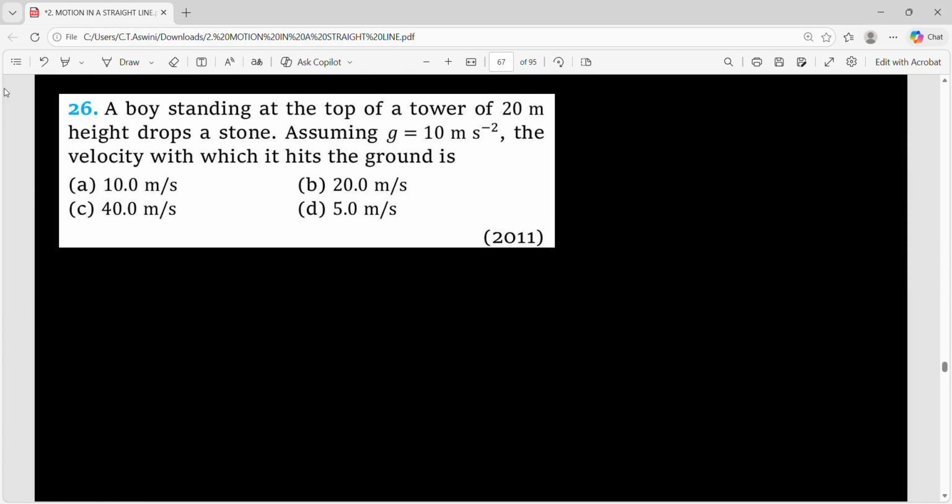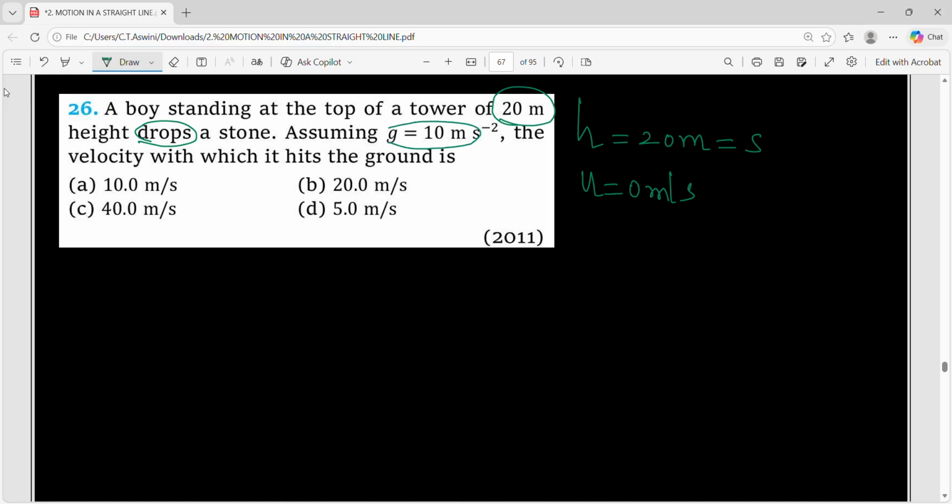One more question. Try to do it on your own. A boy standing at the top of a tower of 20 meters height. So what is the height of the tower? It is 20 meters. This is nothing but the distance. Drops a stone. See, when the boy has dropped a stone, there is no initial velocity of the stone because it was just a dropping case. You are not imparting any velocity. So what is initial velocity here? 0. Assuming g is equals to 10.